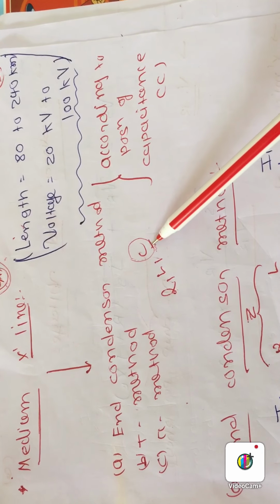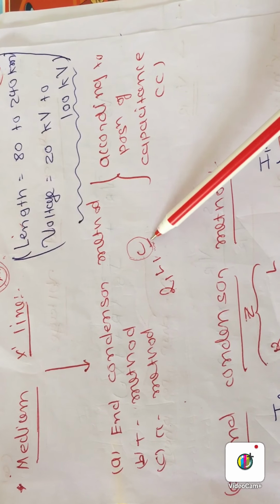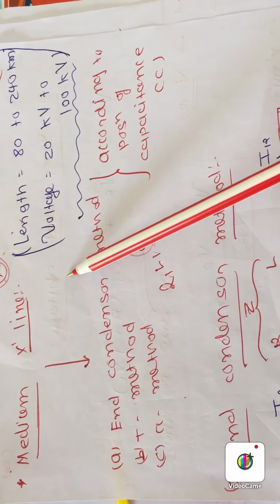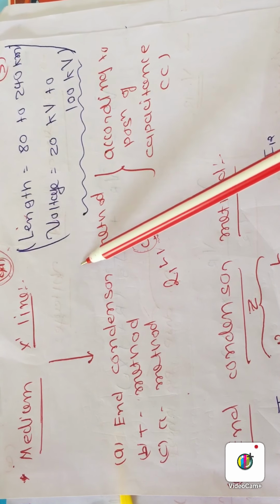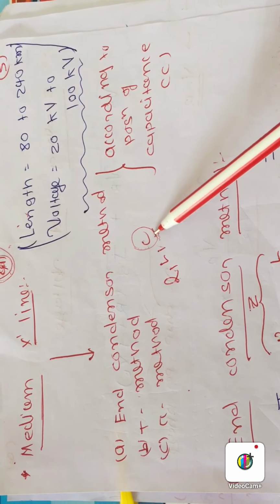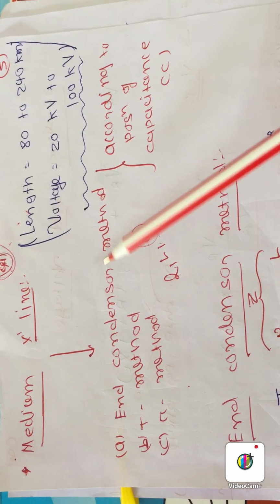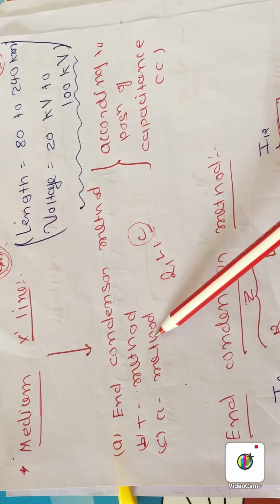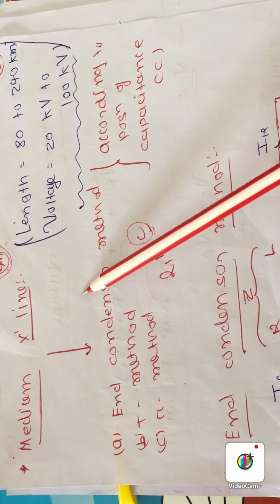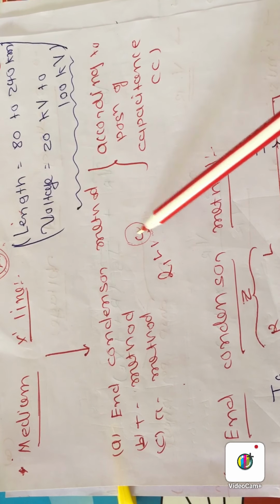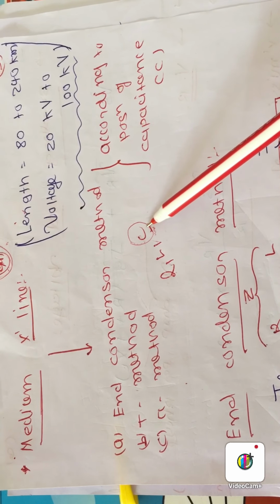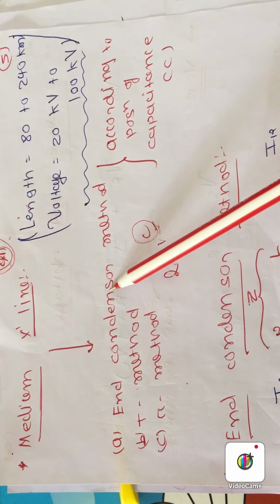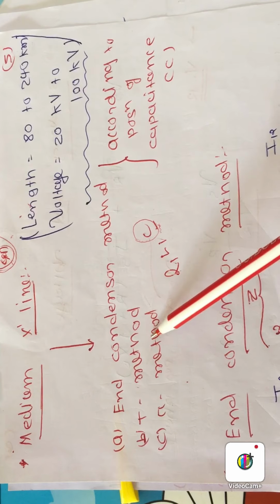According to the position of this C, that is, where we connect this C in parallel, the medium transmission line phasor diagram or circuit is classified into three. That is, based on the position of C we find three circuits. First is the end condenser method, second is the T method, and third is the pi method. We represent this transmission line with different positioning of C.